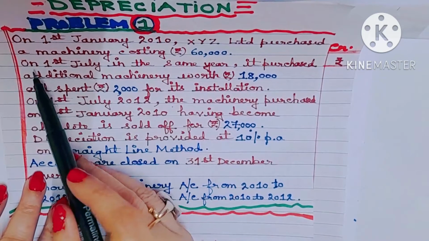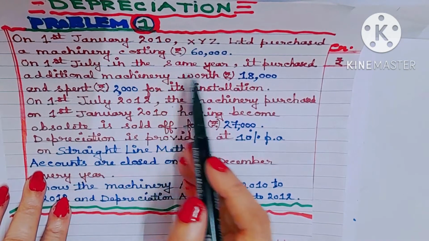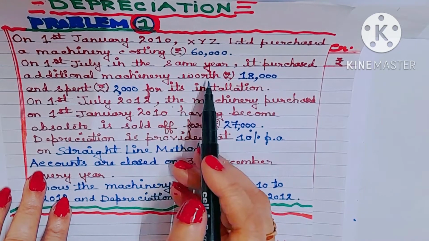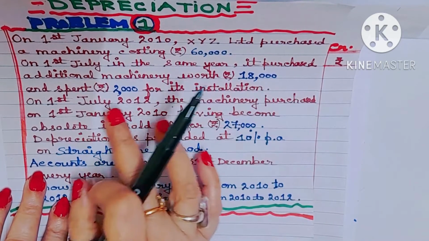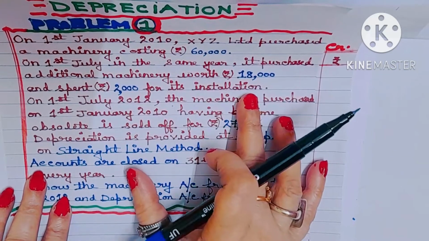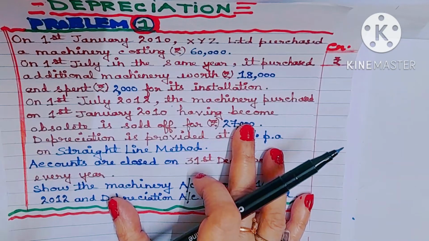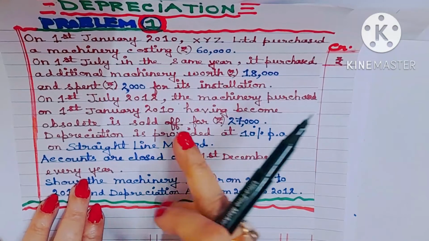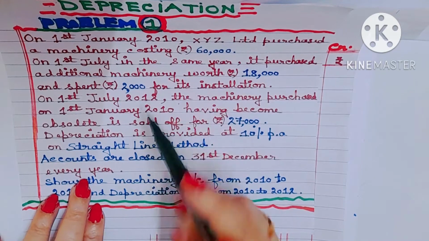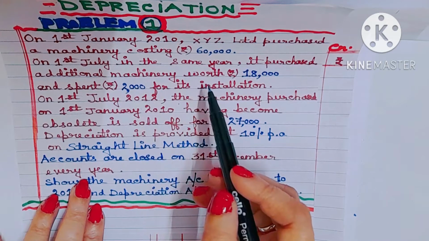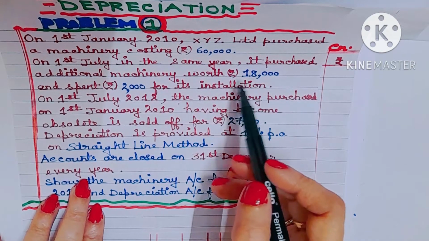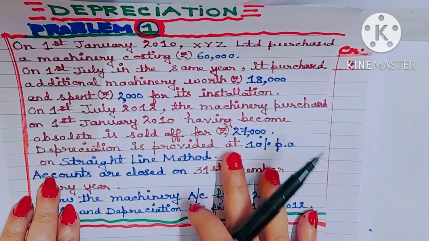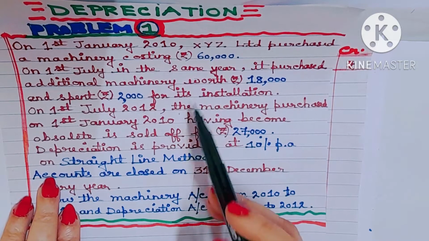So, on 1st July, in the same year, that is 2010, it purchased additional machinery worth rupees 18,000 and spent 2,000 for its installation. That means what? 2010 আরেকটা additional machinery purchase করেছে. In the same year, on 1st July 2010, the businessman has purchased another machinery for 18,000 and spent 2,000 for its installation. So, what will be the journal entry for purchasing of machinery?